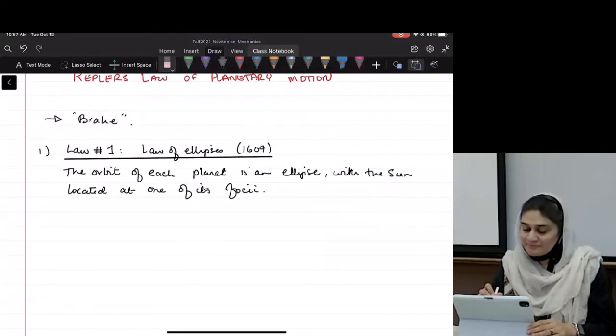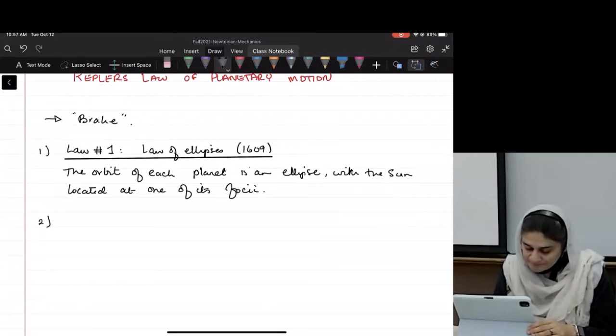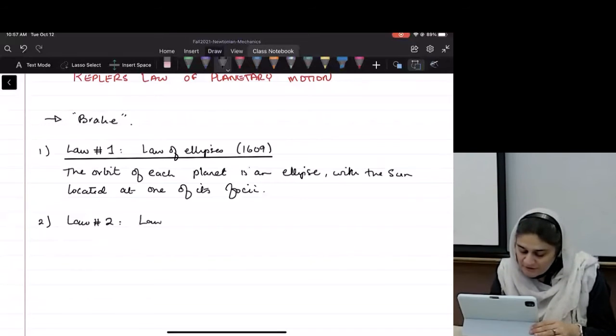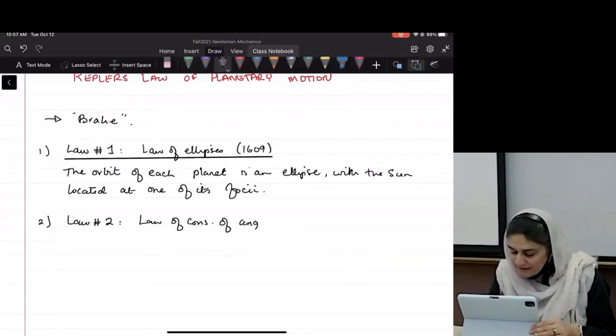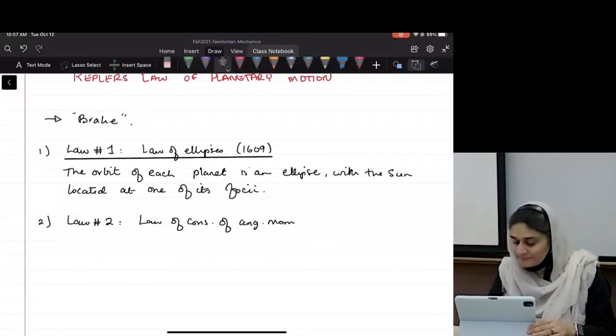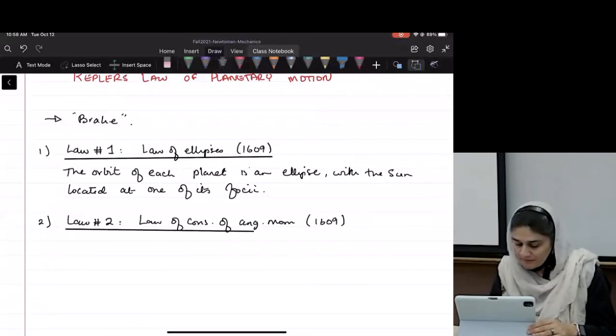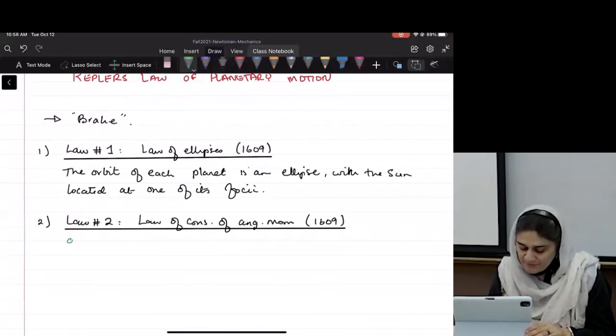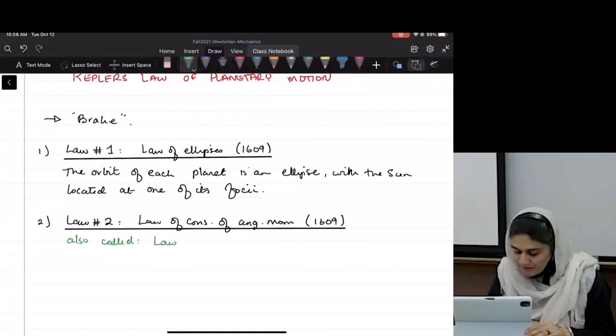Okay, law number 2. That is called the law of conservation of angular momentum (1609). This law is also called, there's 2 names for this, the law of equal areas.